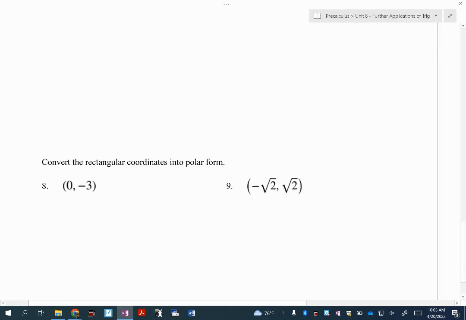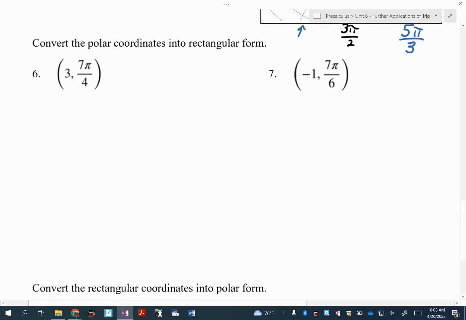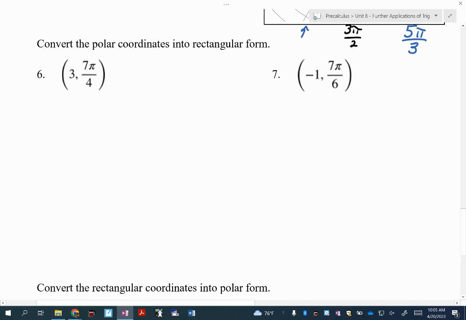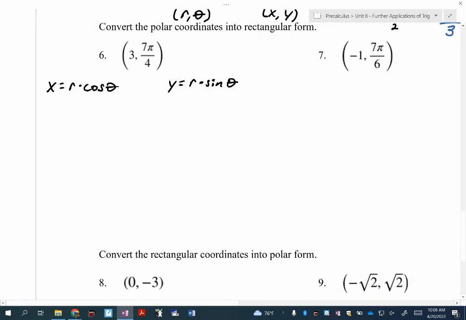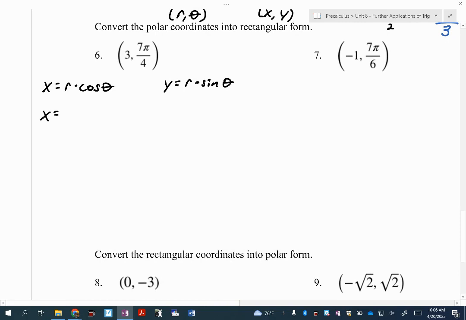All right, so my next two, 6 and 7, are the conversions that we're going to do, where I go from polar coordinates, which are in the form r comma theta, into rectangular form of x and y. So the two formulas you have memorized are x equals r times the cosine of theta, and y equals r times the sine of theta. All right, so hopefully you've got those memorized. So this is going to be 3 times the cosine of 7 pi over 4.